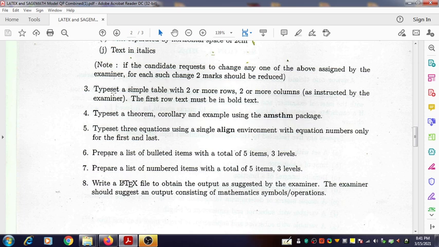Next, the third question: typeset a symbol table with 2 or more rows, or 2 or more columns.